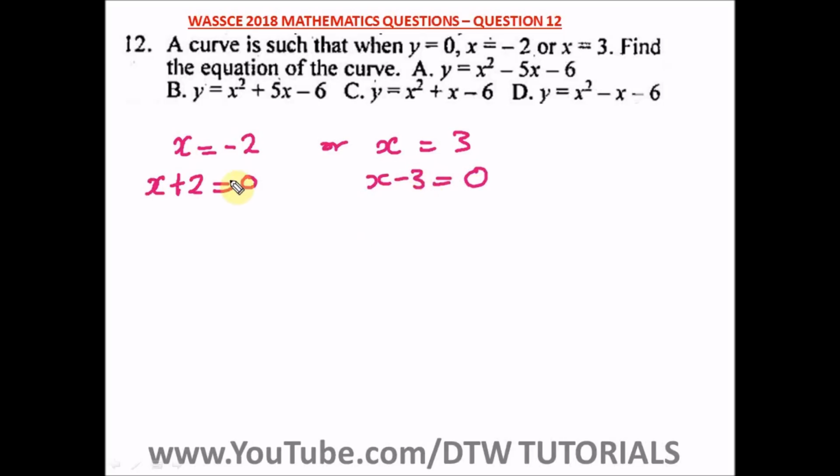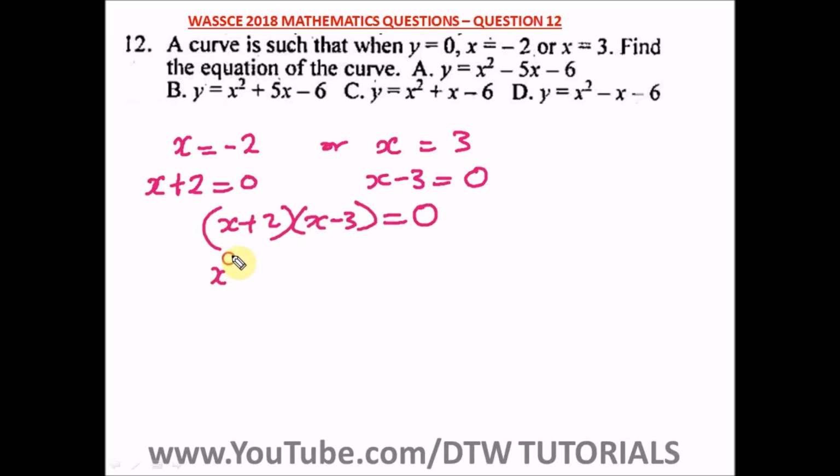So all we need to do, since x plus 2 is equal to 0 and x minus 3 is equal to 0, we then have (x plus 2)(x minus 3) all being equal to 0. Okay, so all we need to do is open up this bracket. In opening up this bracket, what do we have?